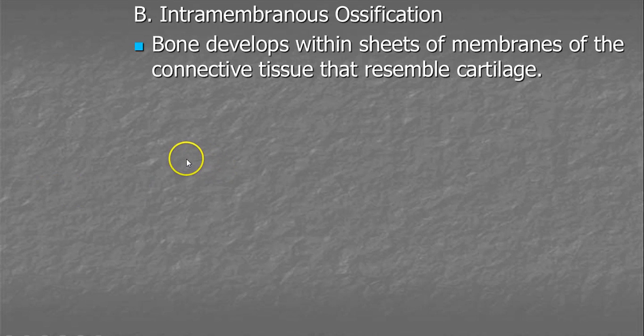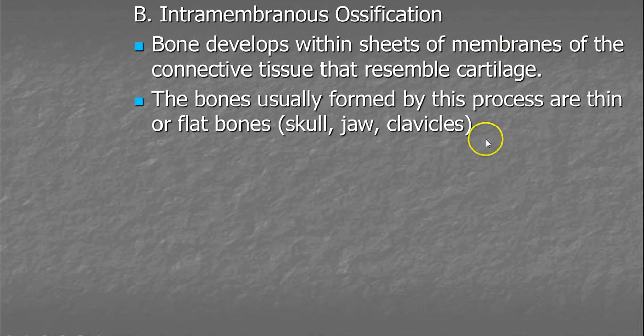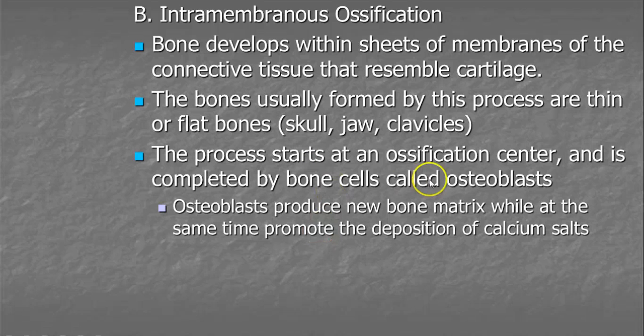So let's review. Intramembranous ossification, the bone develops within sheets of membranes of connective tissue that kind of resemble cartilage. The bones usually formed in this process are those thin, flat bones: skull, jaw, clavicles, costae. The process starts at an ossification center and is completed by bone cells called osteoblasts, which produce a new bone matrix while at the same time promoting the formation of that dense calcified bone.